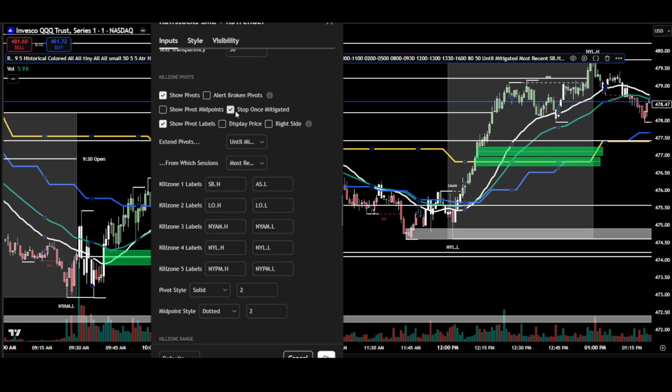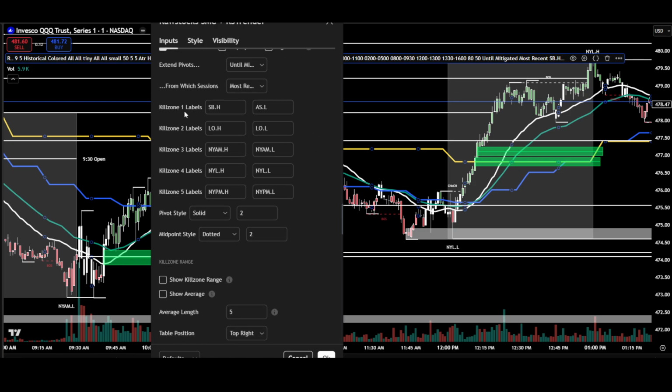I got show pivots, stop once mitigated, and show pivot labels. And then here's where I have my kill zone labels, high and low. Oh, that one didn't adjust. SB low. So these, instead of inside the box, just have a label at the high and low. So this one will show our silver bullet high and low, London open high and low, New York AM high and low, New York lunch high and low, New York PM high and low.